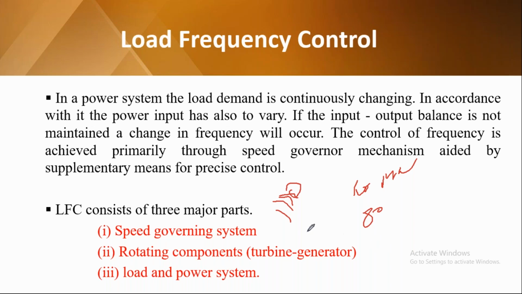One is the speed governing system, and this governing system is only for how much steam is input to the turbine. Next one is the rotating component. This is for the turbine and generator, where we are using mechanical controlling. Suppose if you want to suddenly reduce the speed, we have to use a braking mechanism on the generator. And the next one is the load and power system. In the load and power system, we can control the frequency by using FACTS devices. So these are the three major parts in the load frequency control system.